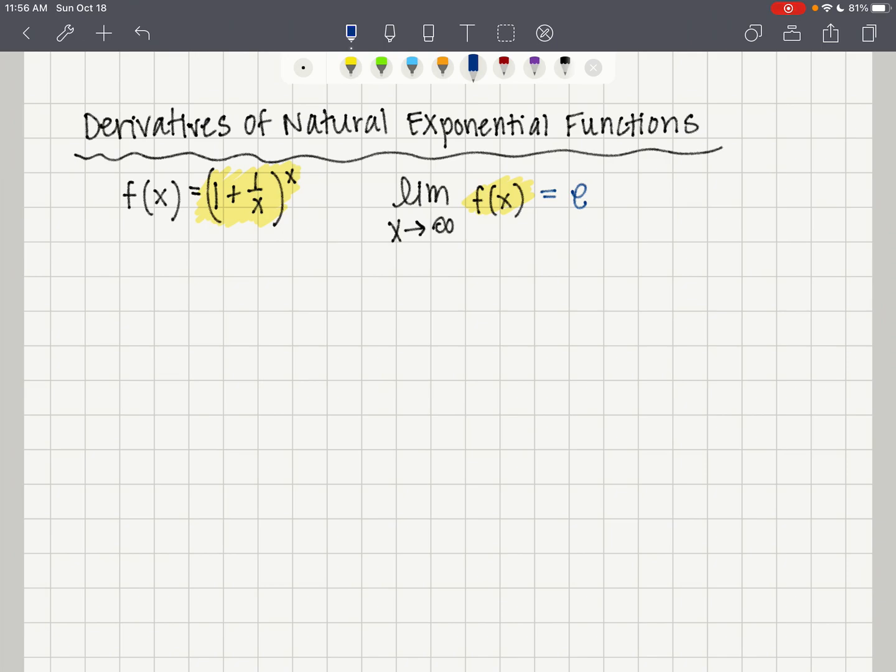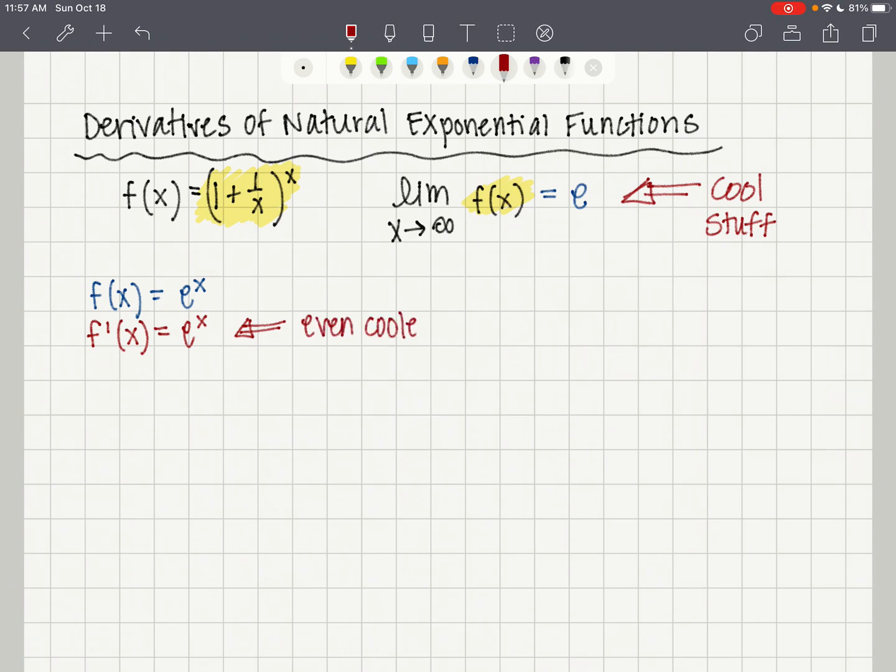So the exponential function, f of x equals e to the x, is the one that we're going to be working with, and we're going to talk about its derivative. Now, this right here is pretty darn cool. It's pretty neat. What's even neater, though, is that the derivative of e to the x is e to the x. That's even cooler than where e comes from.